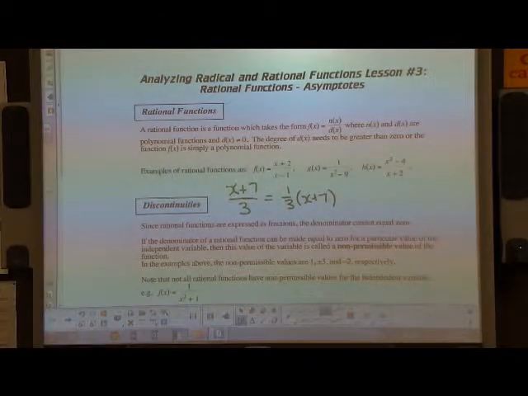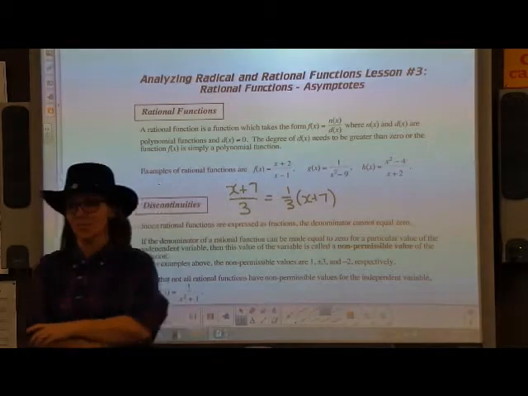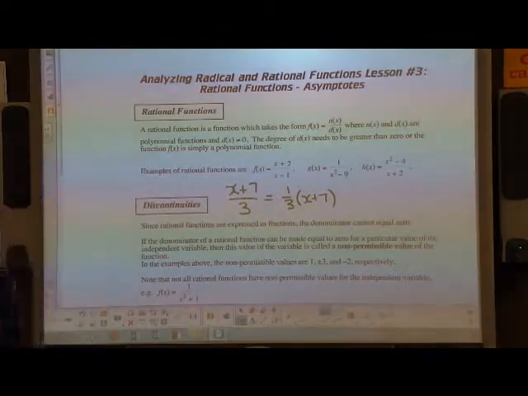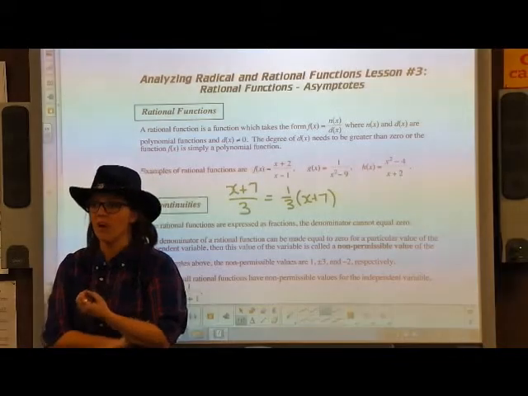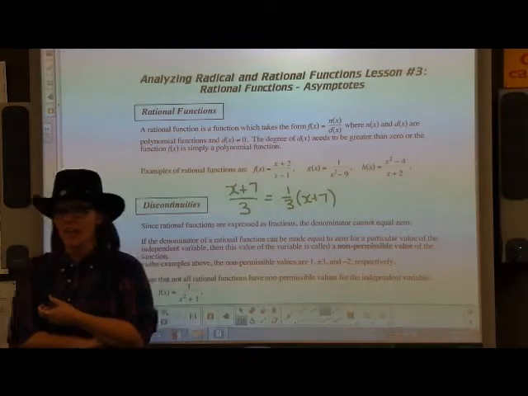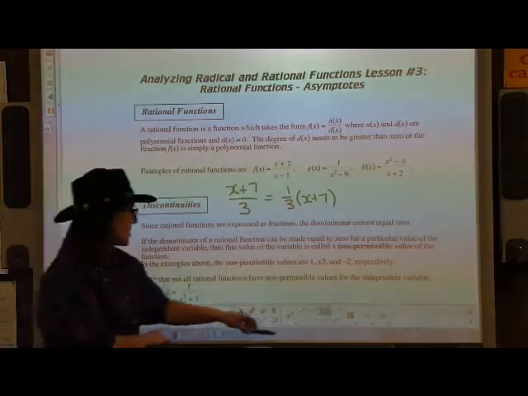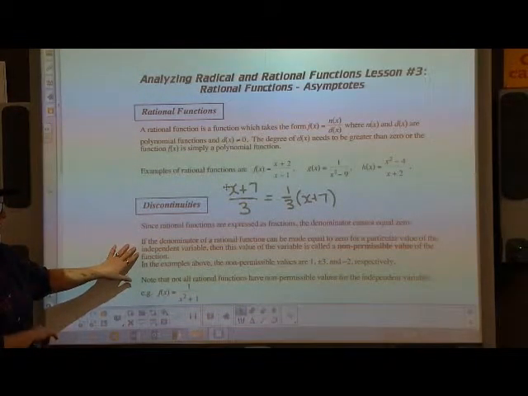So a rational function, denominator with a variable. What that means, denominators cannot equal 0. So if I have a variable in the denominator's position, I have to look at whether or not there are circumstances where a value of x could make the denominator equal to 0. And if there is, I'm going to have something that's called discontinuity, or a non-permissible value.